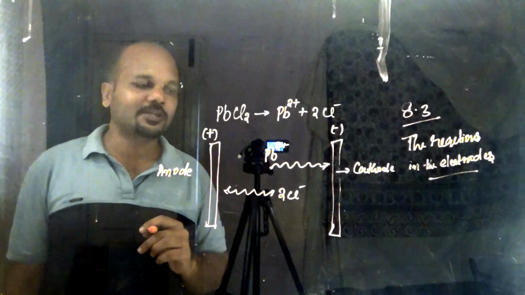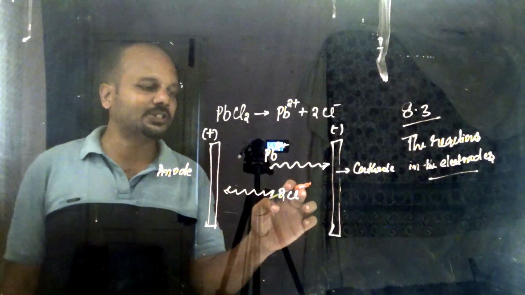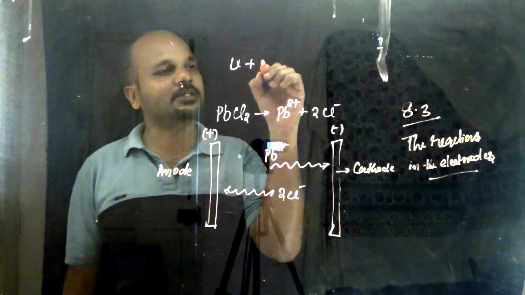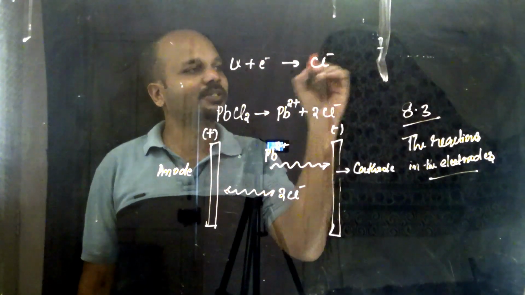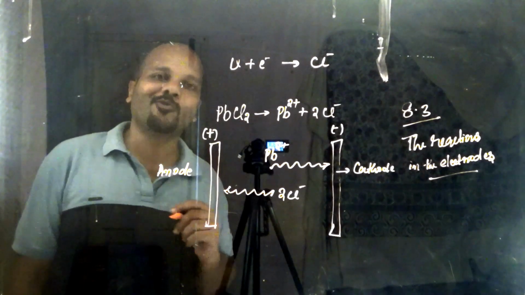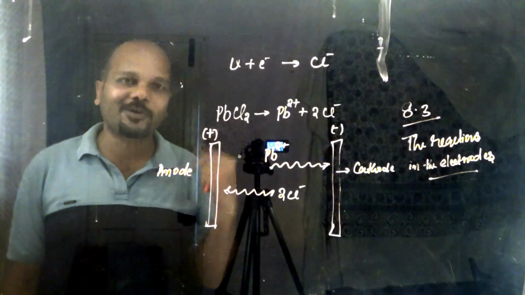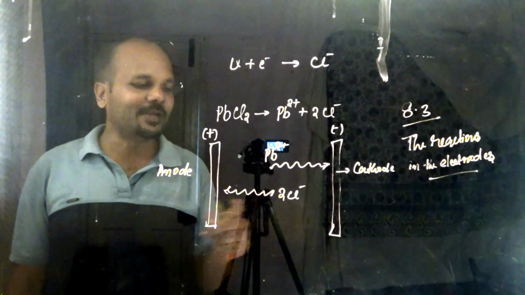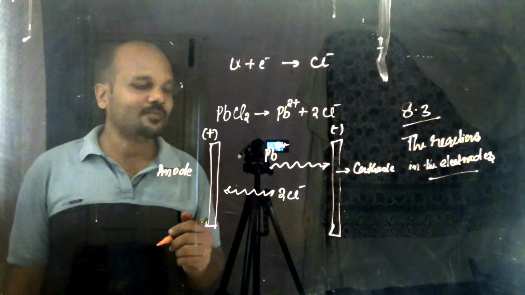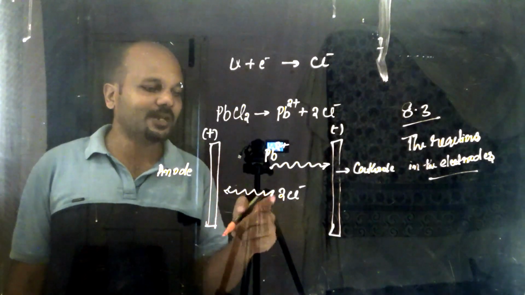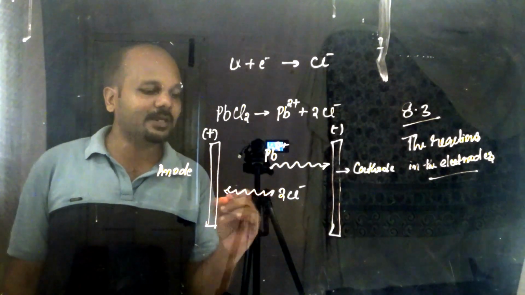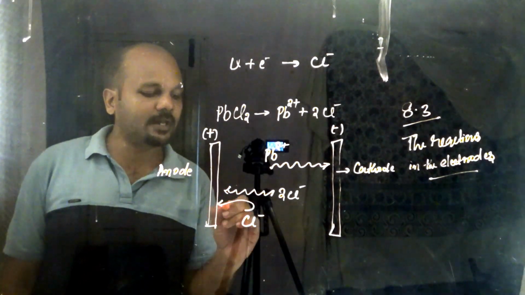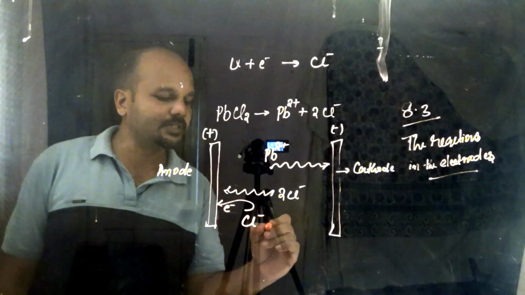And let's see what is going to happen. How is the Cl- forming? You know very well, when Cl accepts an electron, it becomes Cl-, because the negative charge occurs when an electron acceptance happens. So this 2Cl-, when it reaches the anode, will give the electron to the anode.